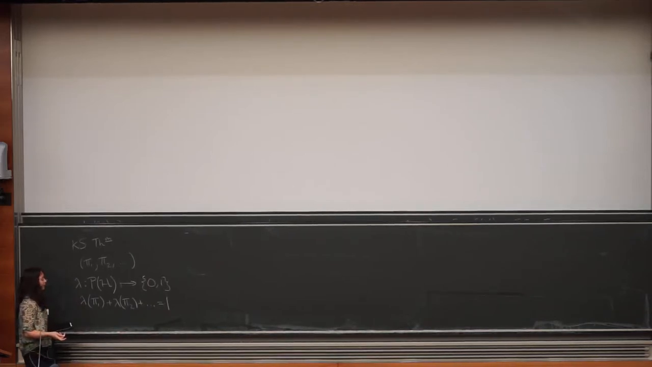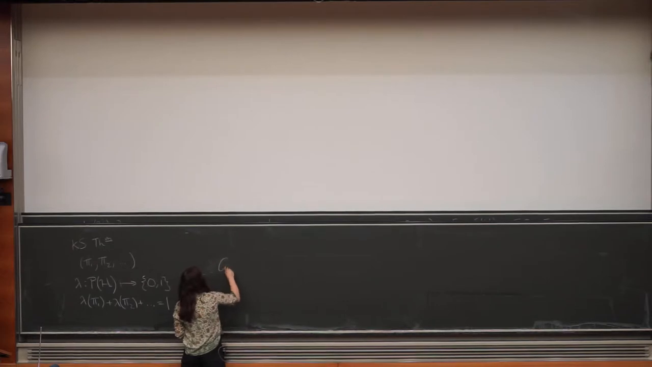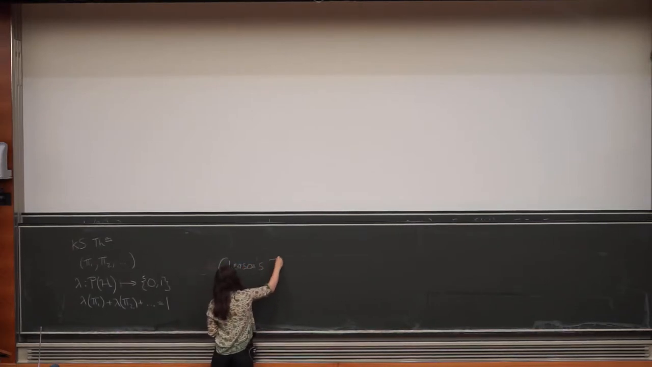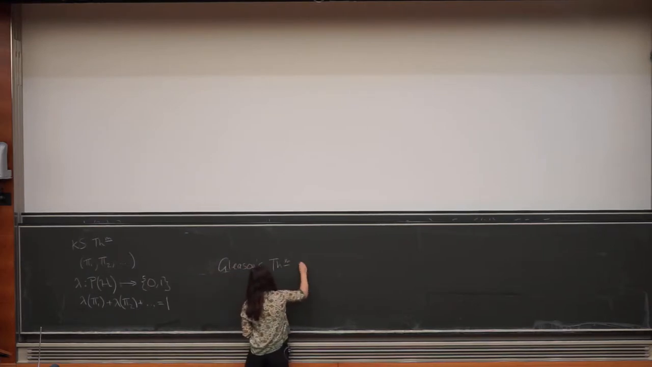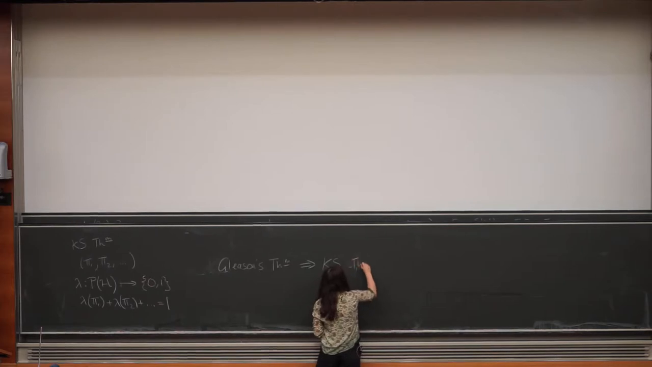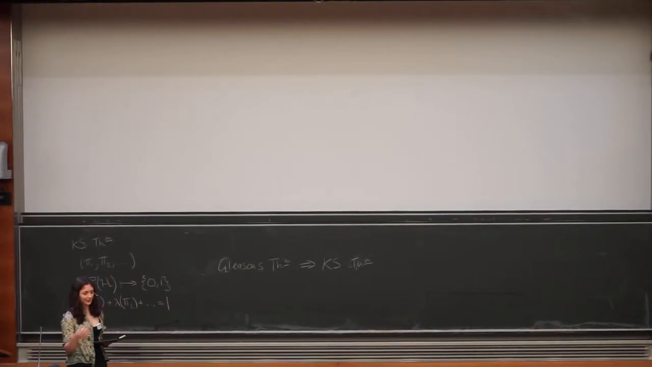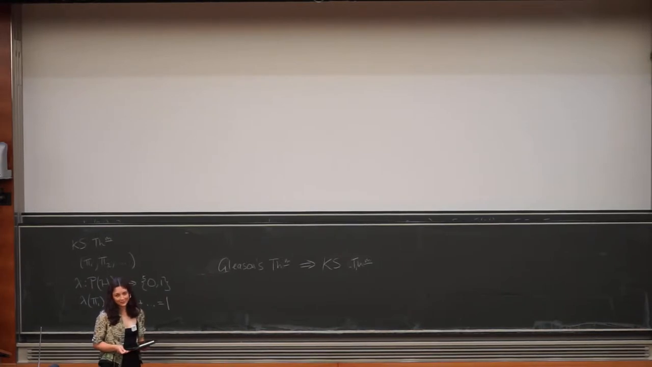So basically, what you find is that Gleason's theorem implies the Kochen-Specker theorem. And for the same reasons that you can't prove Gleason's theorem in dimension 2, you can also find a non-contextual ontological model in the Kochen-Specker sense for the 2D quantum system. I think maybe that's the end of my time. Yes. Okay, so I will leave it there. Thanks for listening.